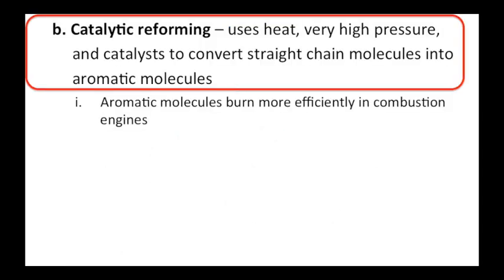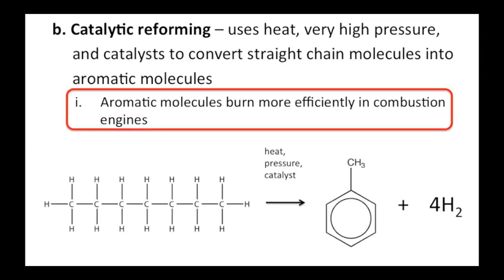Okay, now we move on to one called catalytic reforming. This uses heat, very high pressure, and catalysts to convert straight chain molecules into aromatics. And we do that because aromatic molecules burn efficiently. So let's look at this. Here's our straight chain, and it was converted into an aromatic. It had a branch on it, and for the hydrogens to balance out, there was some excess hydrogen here.